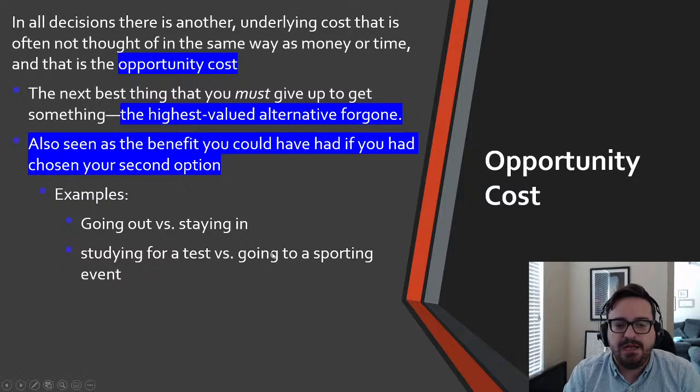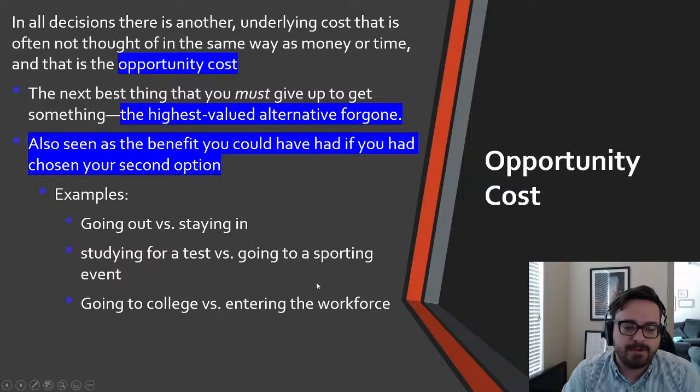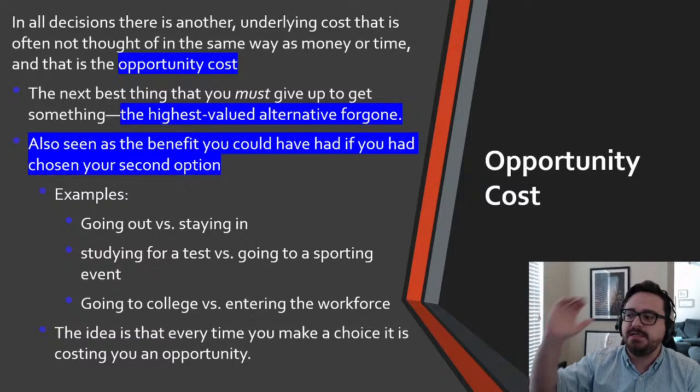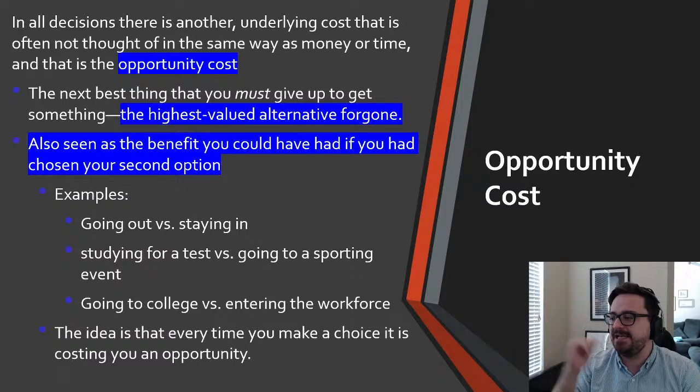So if you're either going to the football game or going to stay home and play video games for 12 hours, the opportunity cost is whatever you get from playing video games for 12 hours. Going to college, entering the workforce, blah, blah, blah, blah. Basic idea, every time you make a choice, it's not just costing you whatever it cost in that choice, it's costing you your next option as well, whatever you would have gotten from your second option.